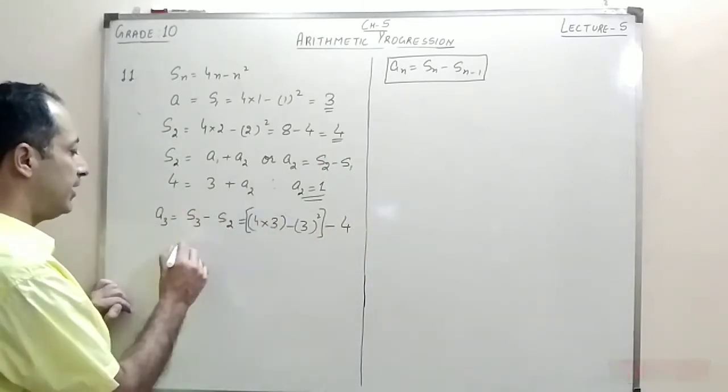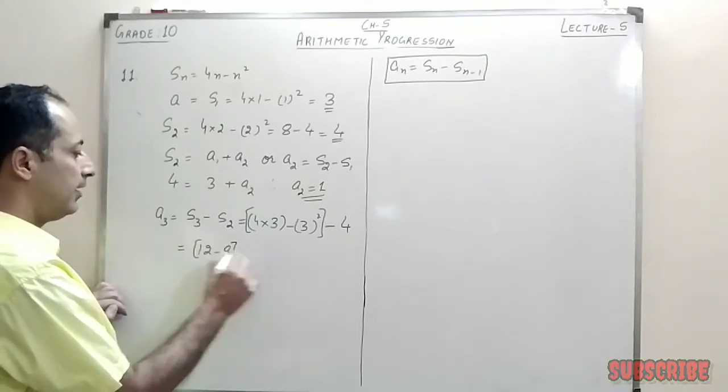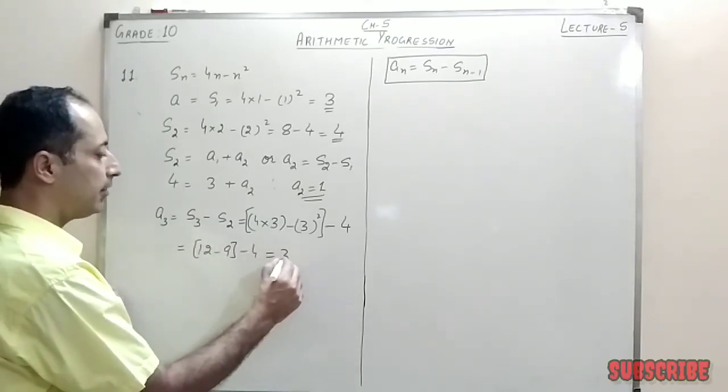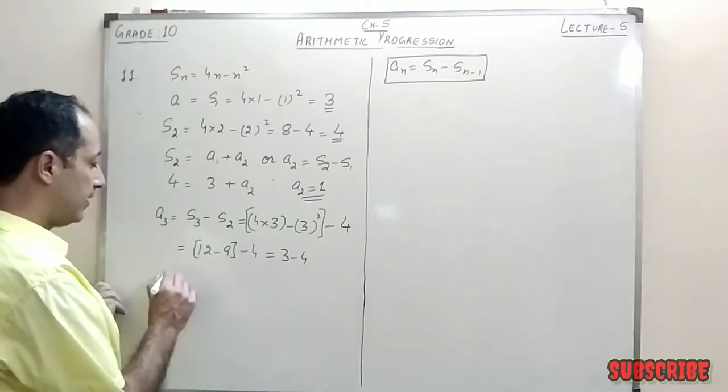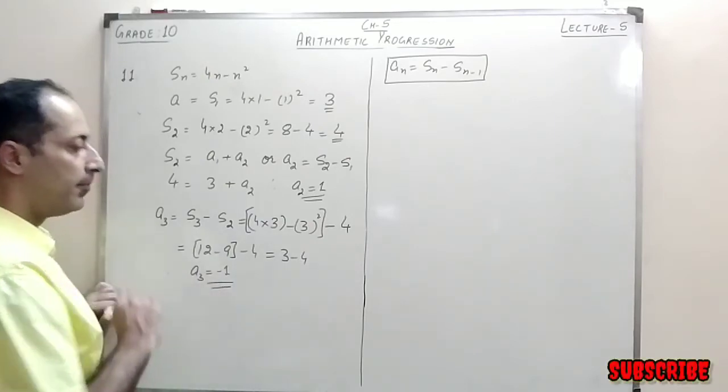Now, I will simplify the bracket. This is 12 minus 9 inside the bracket and minus 4. And this gives me 3 minus 4. So, I get A3 equals minus 1.